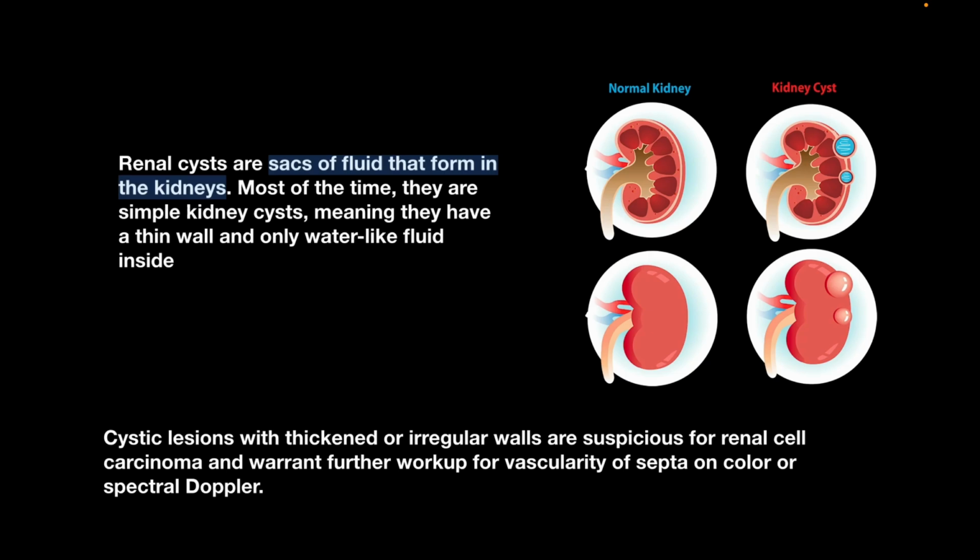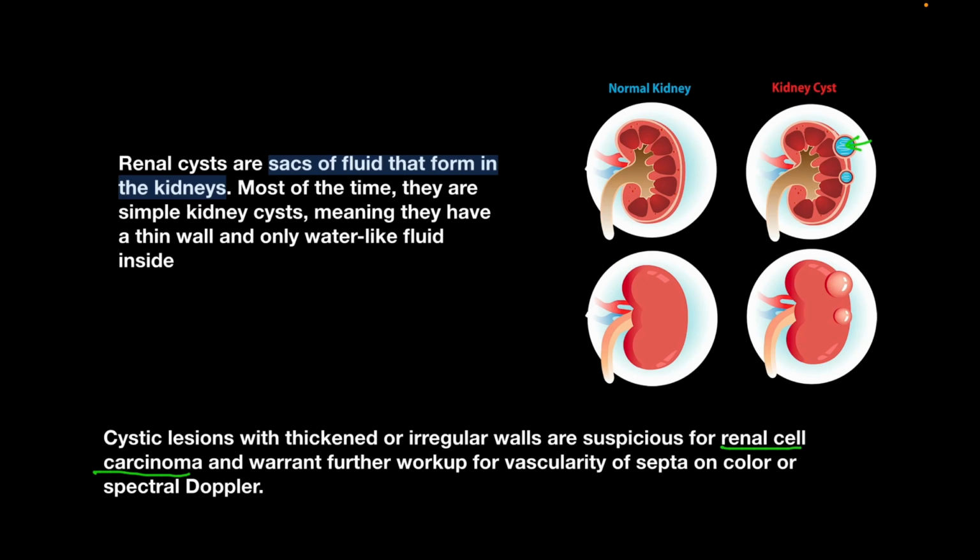So renal cysts are sacs of fluid that form in the kidney, and most of the time they are simple cysts, meaning they have a thin wall and only water-like fluid inside. Cystic lesions with thickened or irregular walls are suspicious for renal cell carcinoma and warrant further workup for vascularity of septa on color or spectral Doppler.